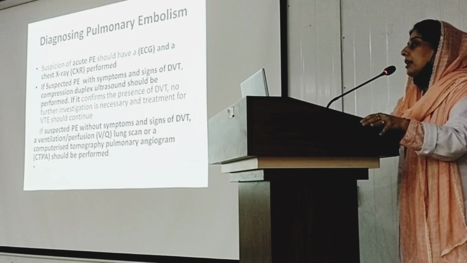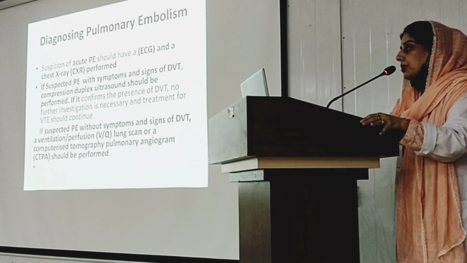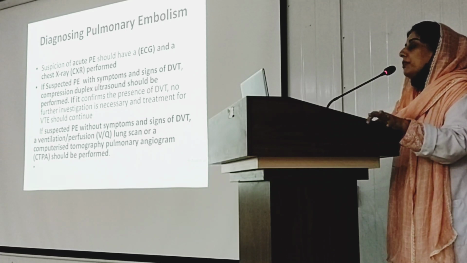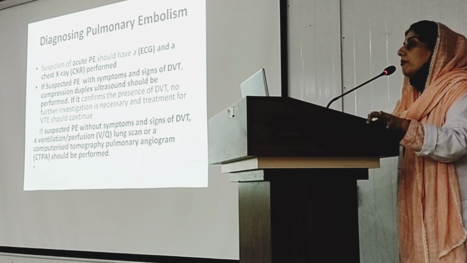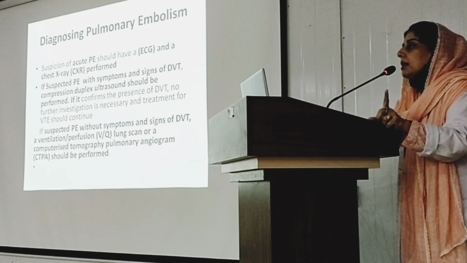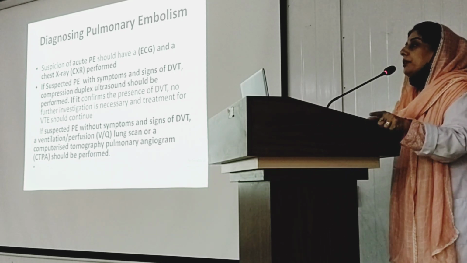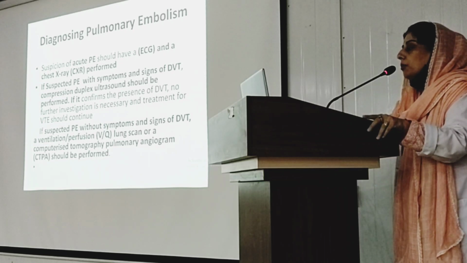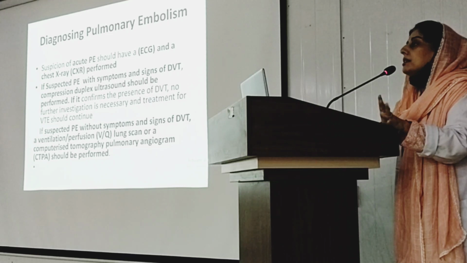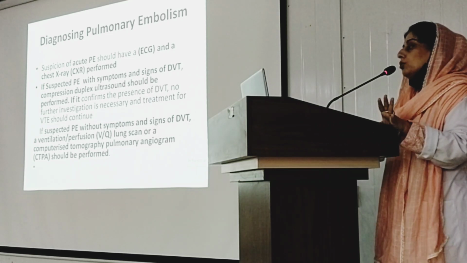At the start of the treatment, the patient should have an ECG and an X-ray chest. These are easily available investigations. So if we suspect pulmonary embolism with signs and symptoms of DVT, because in the start I mentioned that 25% of the patients have both problems together, then if we suspect both together, ultrasound is the easily available method to be done.